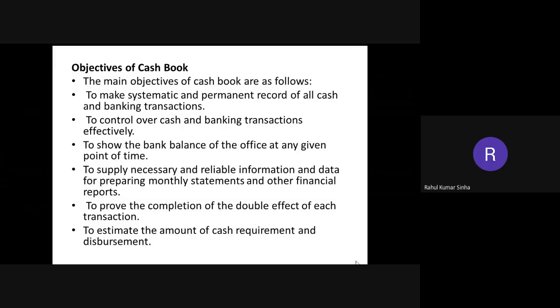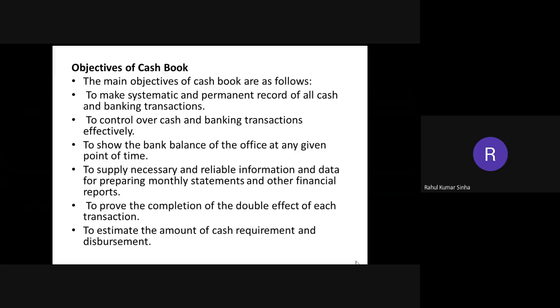Now, the second slide, that is the objectives of cash book. Why do you maintain the cash book? So you see the first point here, to make a systematic and permanent record of all cash and banking transactions, and to control cash and banking transactions effectively. So these two points are about the recording of cash transactions. When you are doing the business, you need to maintain a systematic record of cash and banking transactions. You even have to control the cash and banking transactions. In this, the cash book helps you.